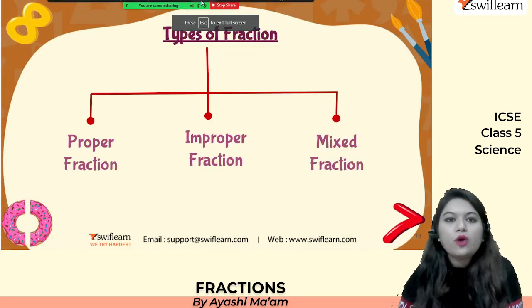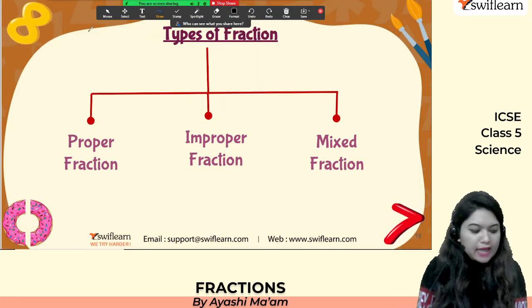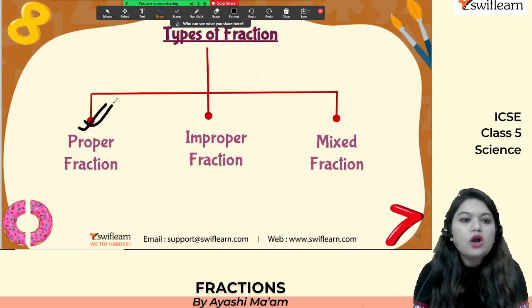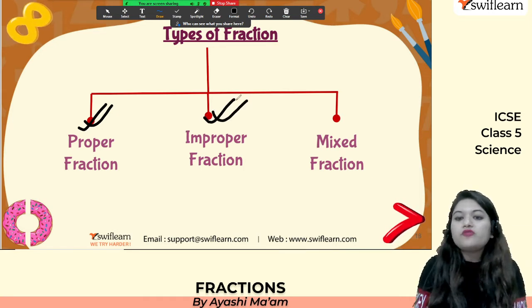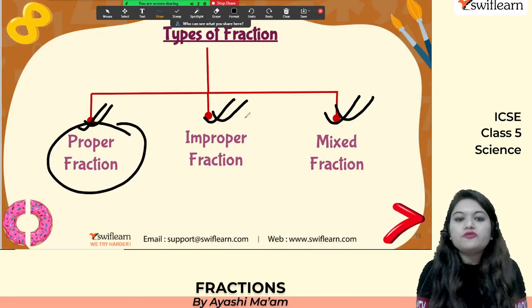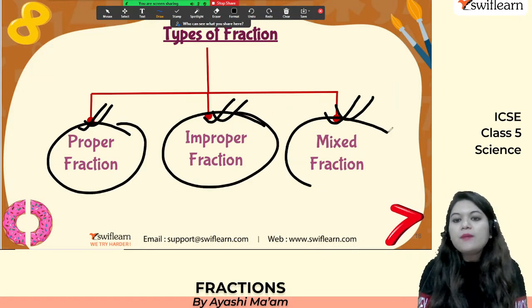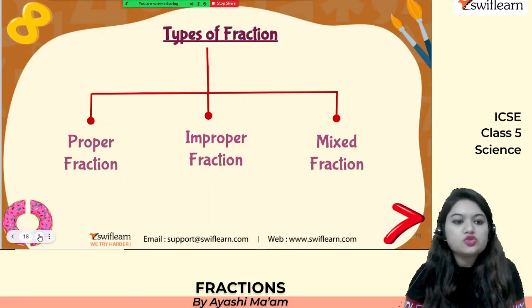All right, now coming to the types of fractions. Okay, so there are mainly 3 types of fractions. One is called the proper fraction. The second type of fraction is called the improper fraction. The third type of fraction is called the mixed fraction. So proper fraction, improper fraction, mixed fraction. Okay, now let's learn about these types of fractions one by one.